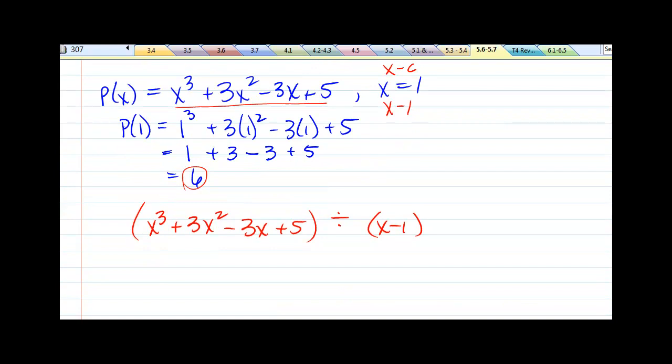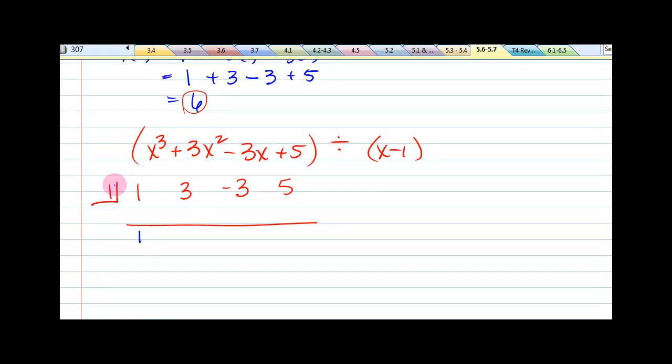Using synthetic division, we can set this up, pull out my 1 over here, write down my coefficients of 1, 3, -3, 5. Leave me a little room, and then I'm going to start by bringing my 1 down and multiply. 1 times 1 is 1. Now add 4. 1 times 4 is 4. Add straight down, positive 1. 1 times 1 is 1. Add straight down, I get 6. So I get the same answer.